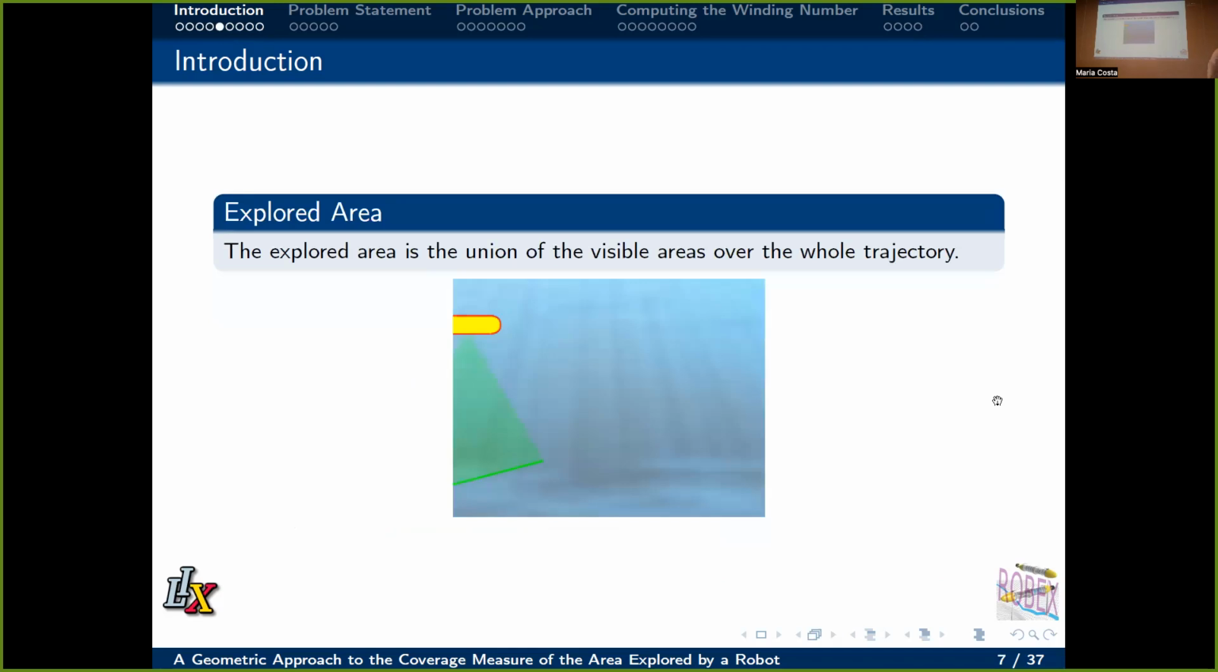Okay, so now let's imagine a simple mission where the robot only moves forward. In these missions, the union of the visible area over the whole trajectory would be the explored area during this mission. So here in this example, it would be this green rectangle projected onto the seabed.